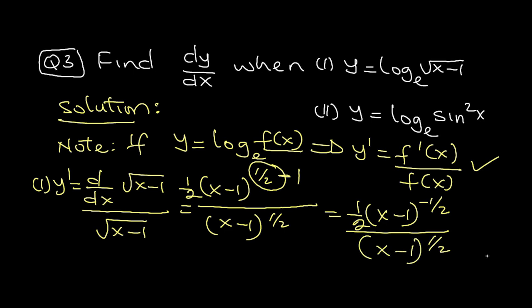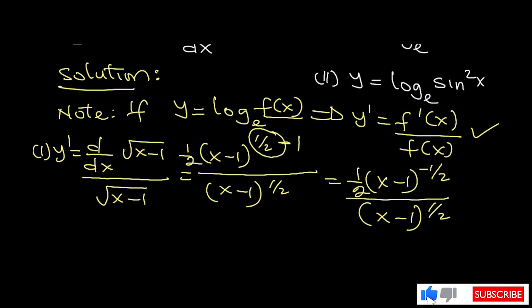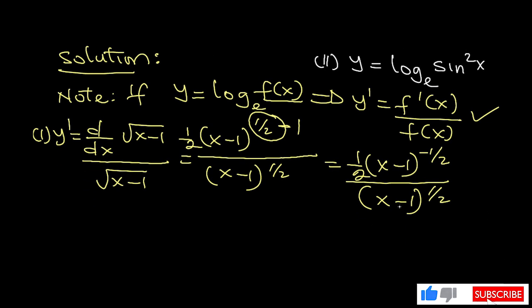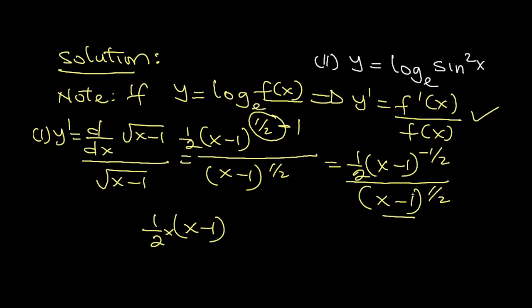Then you can apply the laws of exponents, whereby the x minus 1 has the same base, so that will be 1 over 2 times x minus 1. This is minus half, and you are dividing, so that'll be minus also half. So when you are dividing, you take one of the bases and then you subtract the powers. So that's that for the y prime, the dy/dx of that function.